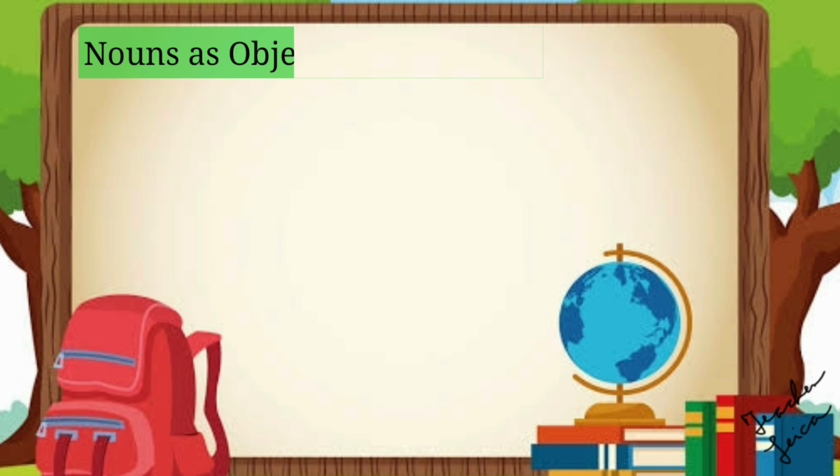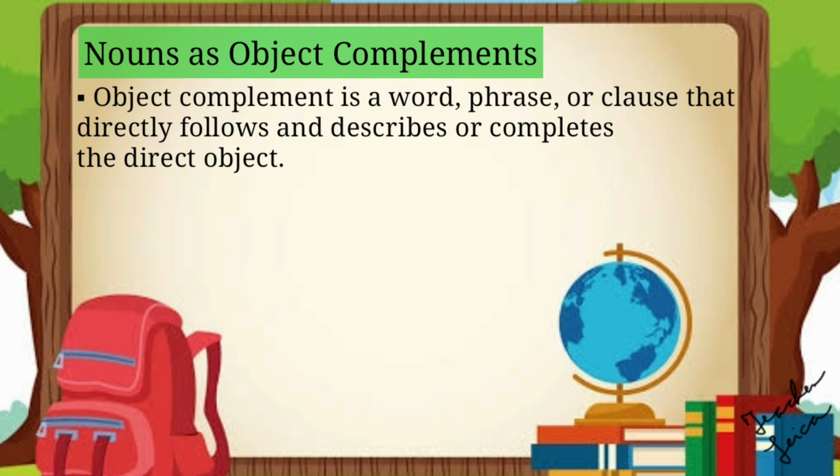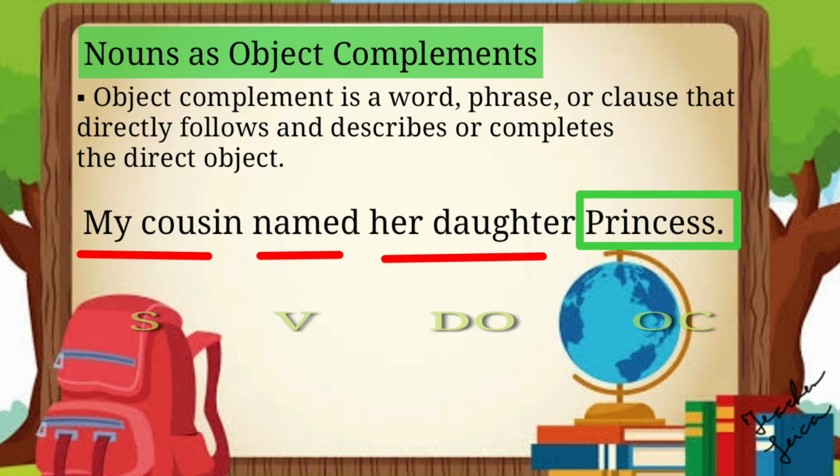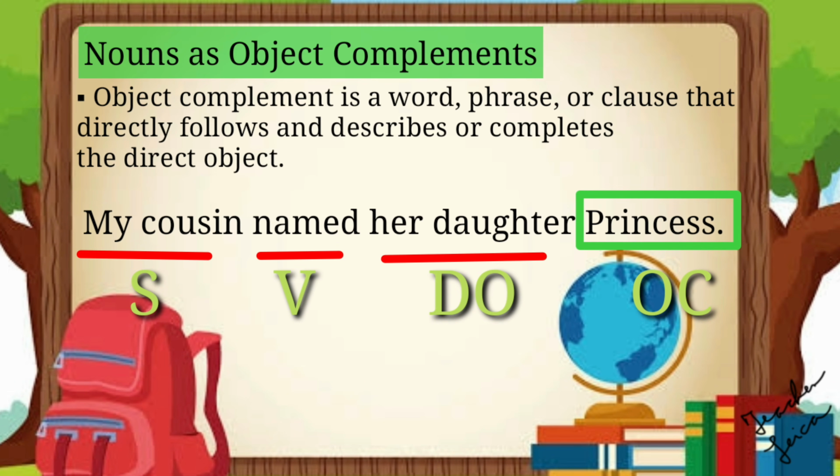A related usage of nouns is called an object complement. An object complement is a word, phrase, or clause that directly follows and describes or completes the direct object. Example, my cousin named her daughter Princess. My cousin is the subject. Named is the verb. Her daughter is the direct object. And Princess is the object complement. So Princess is the object complement.